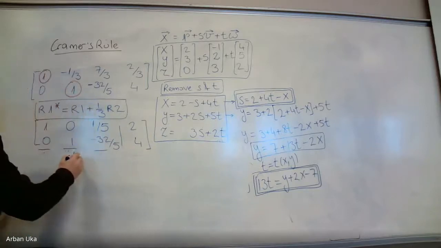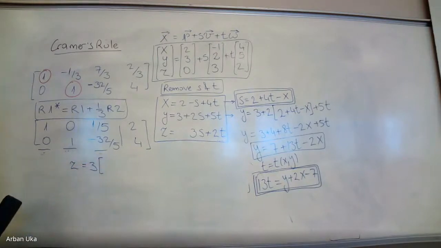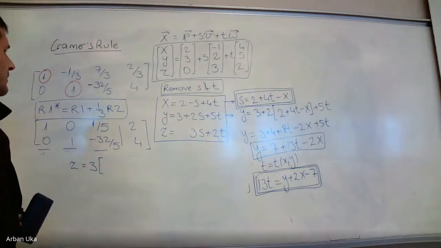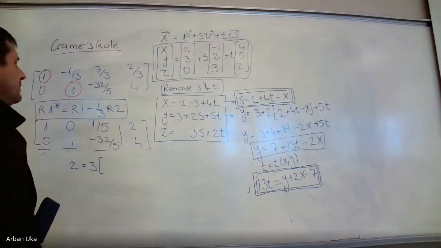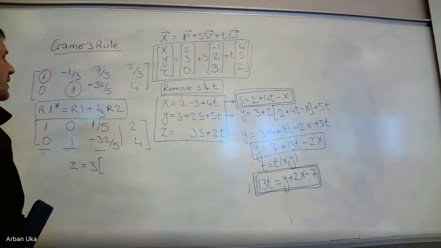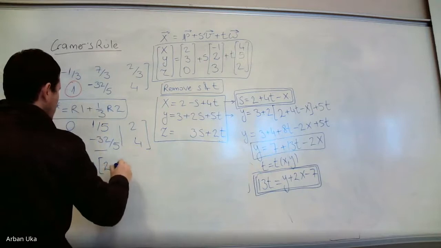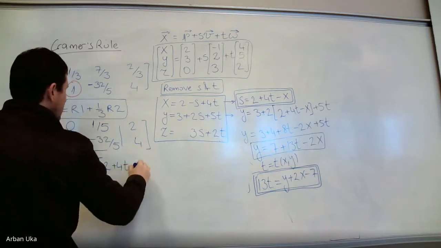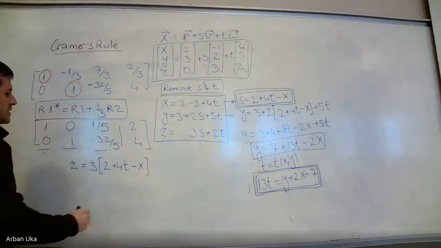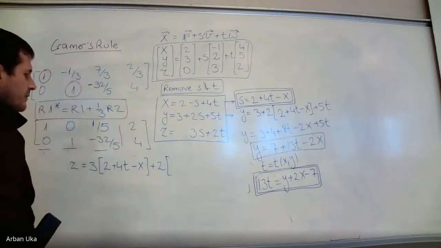So let's use some more space. This is z is equal to 3 times s. S is equal to, wait a second, so this is 3s plus 2t. I'm trying to figure out a relatively easy way. So 3s, we write this one, 2 plus 4t minus x. Okay, we did the first part, plus 2t. What is t?